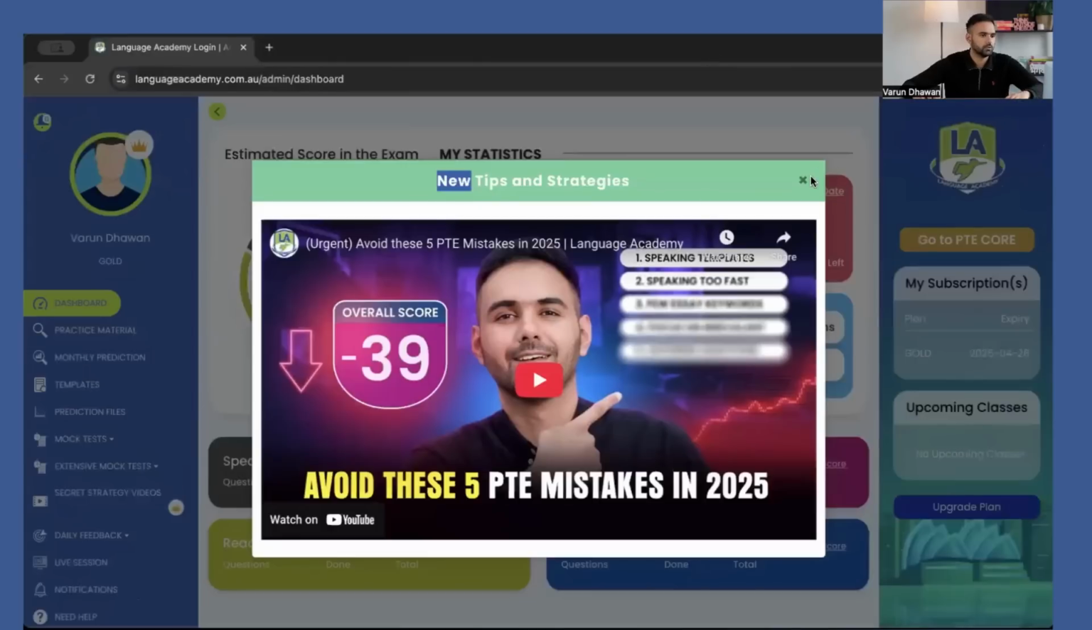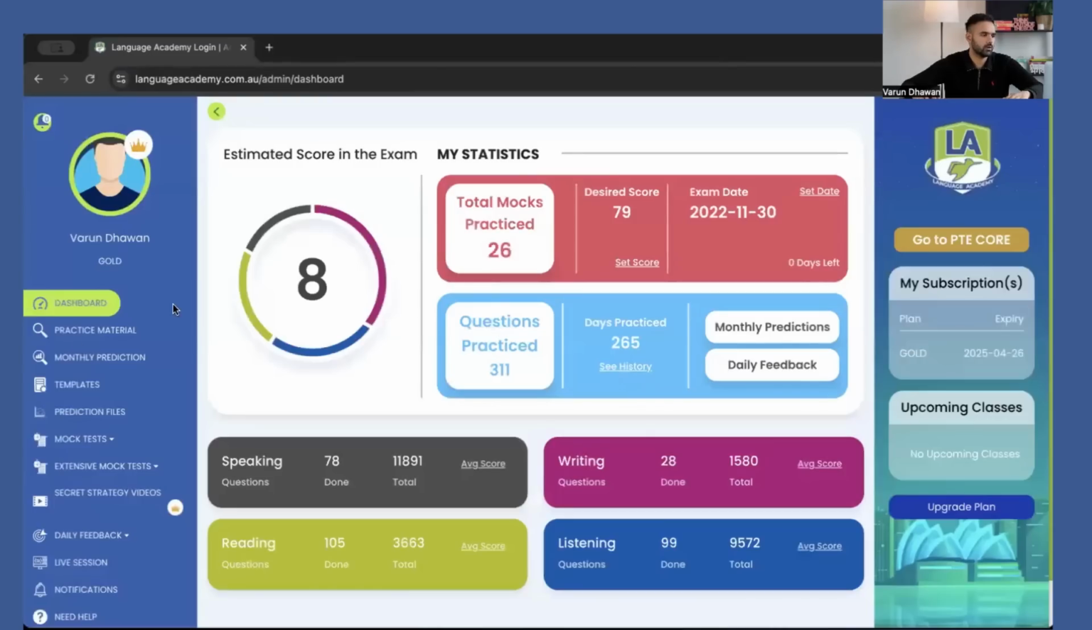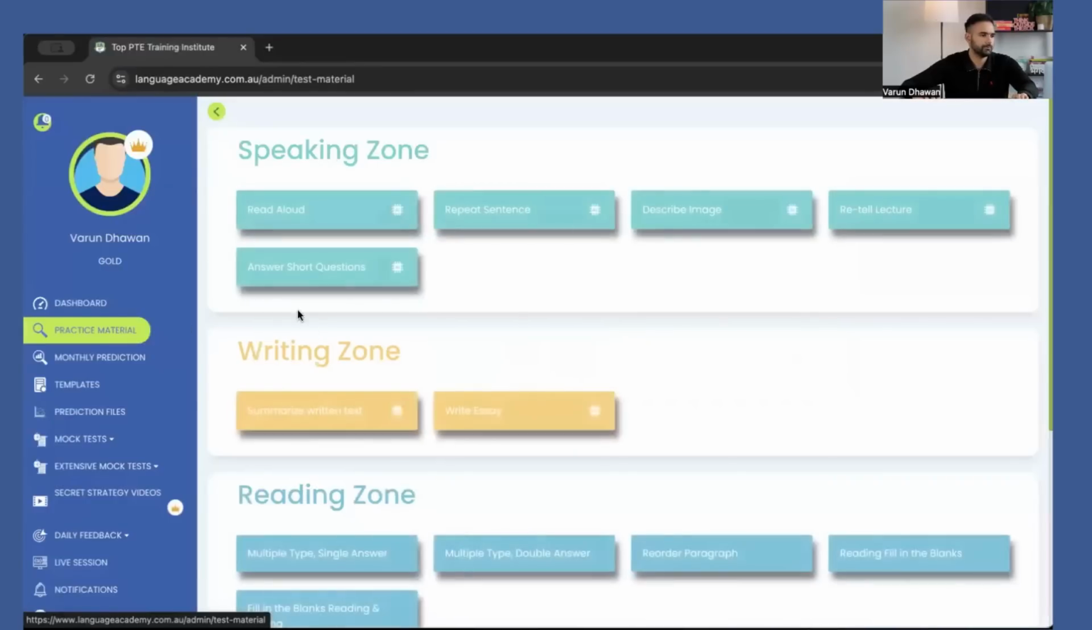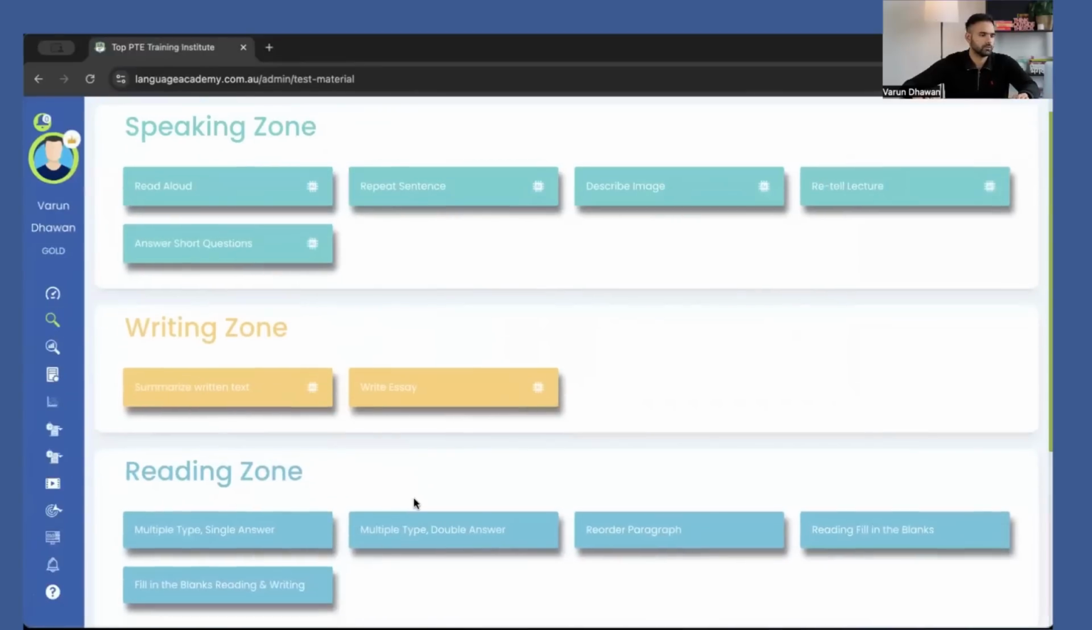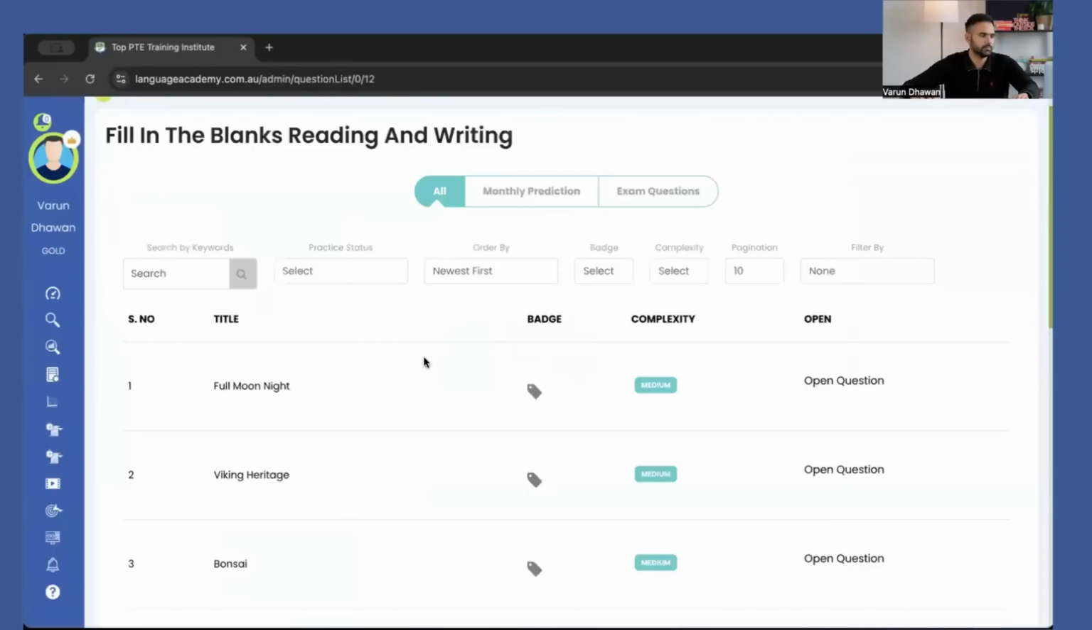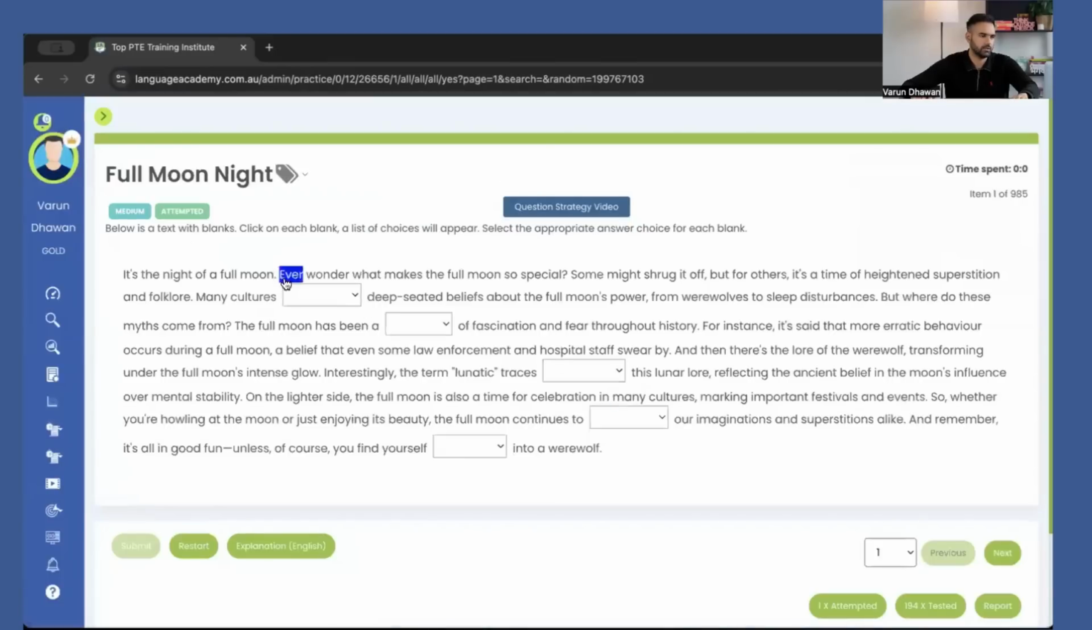Let me share my screen again. We'll be giving you a website where you can practice and actually improve your reading module. So once you're on languageacademy.com.au, you just go to practice material here. Let's say we are on reading writing blanks here. You always filter by with explanation videos. Let's say you come here, right? You read the passage, you attempt it, give it your best shot.